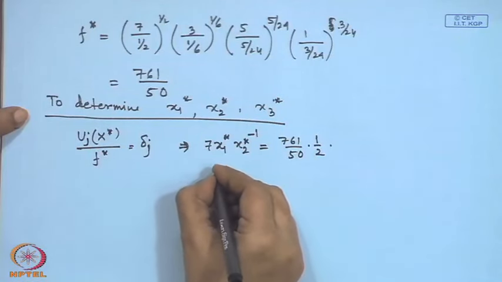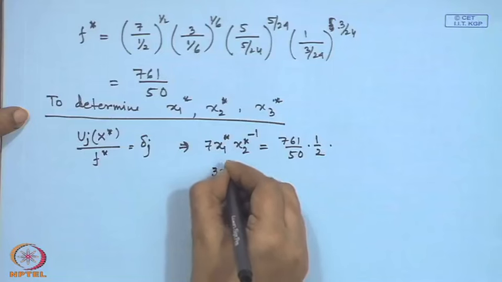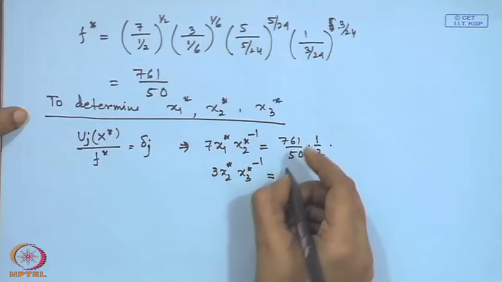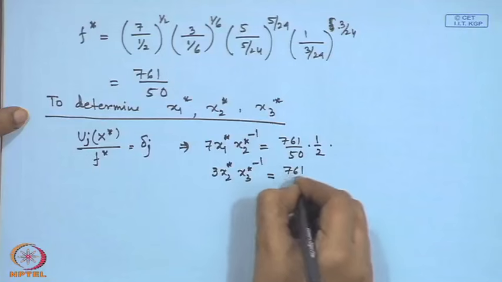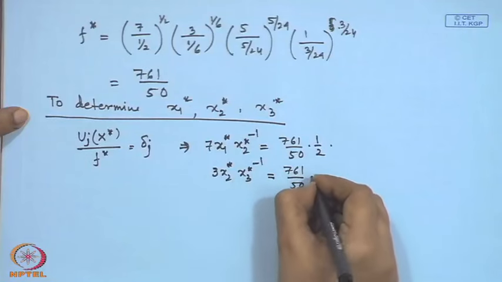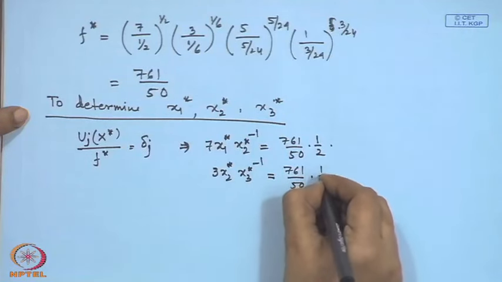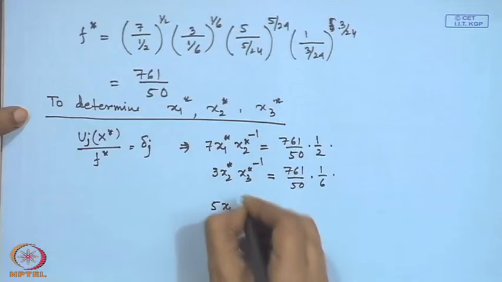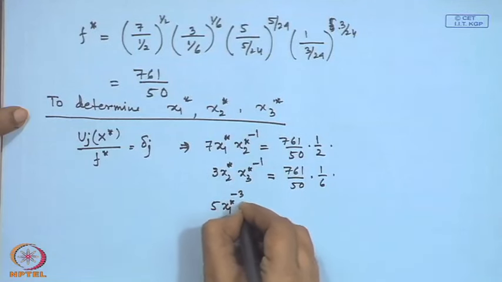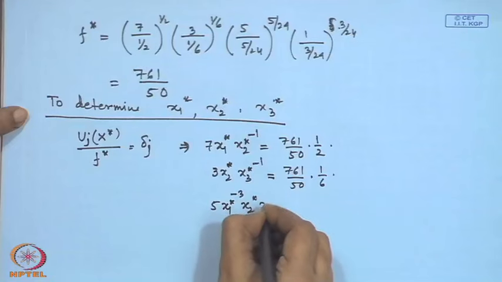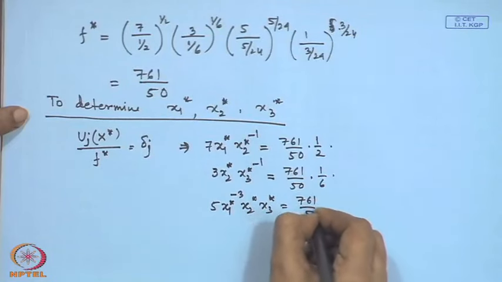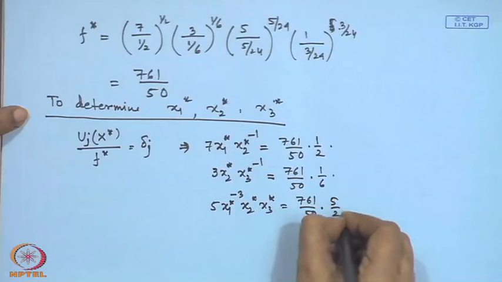that is, the next term: 3 x2 star x3 star minus 1 is equal to 761 by 50, that is the f star, into delta 2, that is 1 by 6. The next, 5 x1 star minus 3 x2 star x3 star is equal to 761 by 50 times delta 3, 5 by 24.